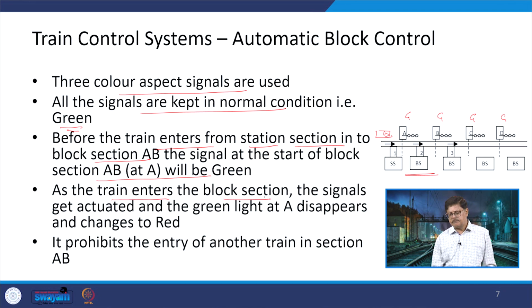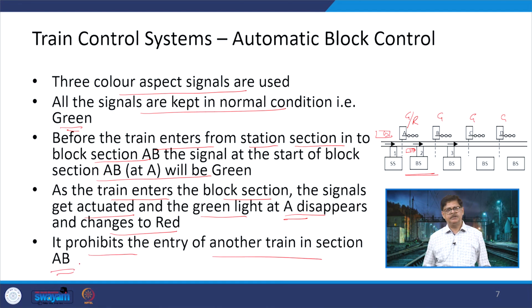Now, as the train enters the block section, here we are talking about the section between A and B, the signals get actuated and the green light at A disappears and changes to red. So, as soon as the train enters here, it is going into this section. Now this green will become red and the rest of those signals will remain green. It prohibits the entry of another train in the section AB. So, no other train can come in this section AB because now it is showing red. Therefore, any train which is coming from the back side has to stop at the stop signal.